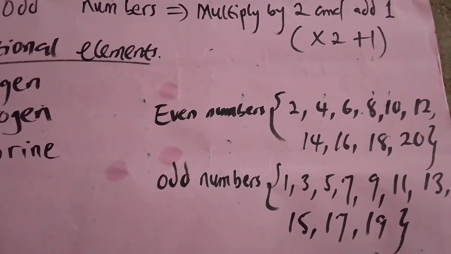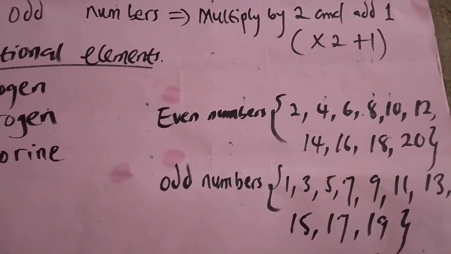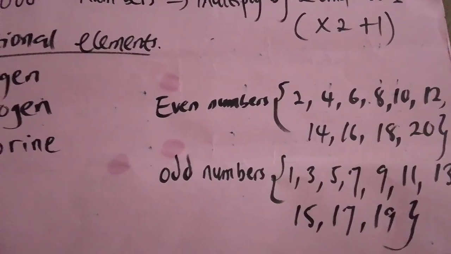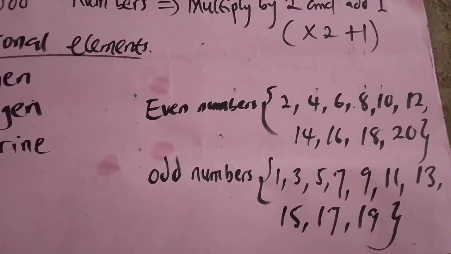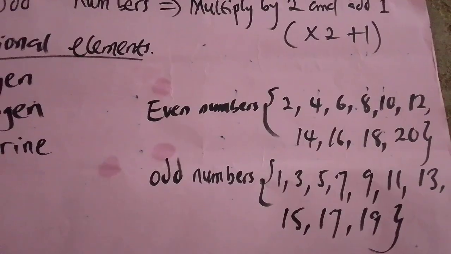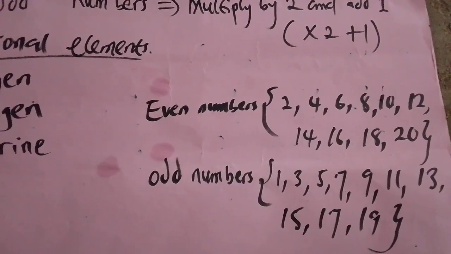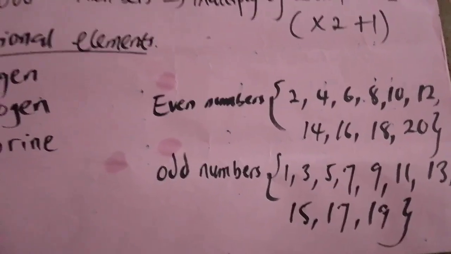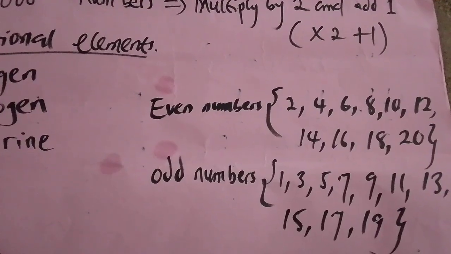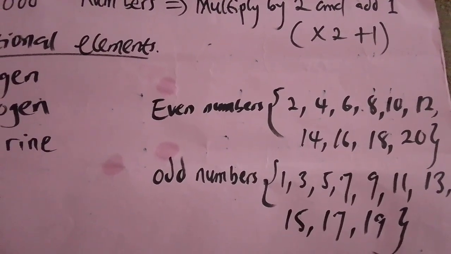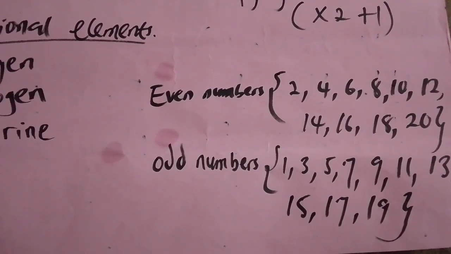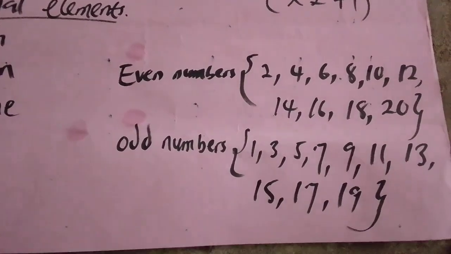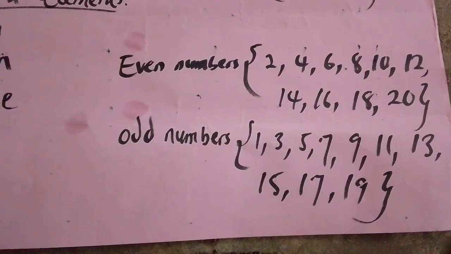Also for odd numbers, what Hausa people used to call mara, is any number that cannot be divided by 2 without a remainder. So you see 1, 3, 5, 7, 9, 11, 13, 15, 17, 19. For the sake of students of mathematics, all prime factors are odd numbers, but not all odd numbers are prime factors.